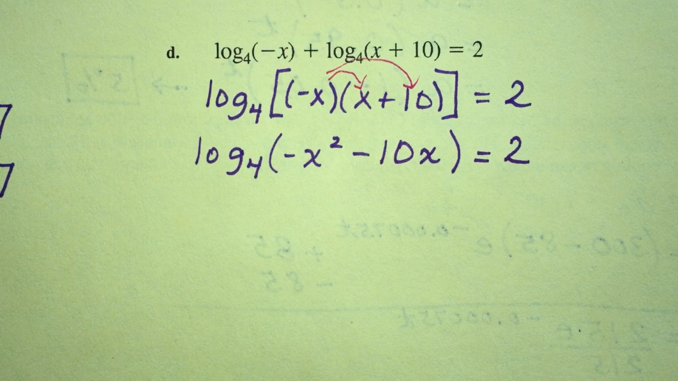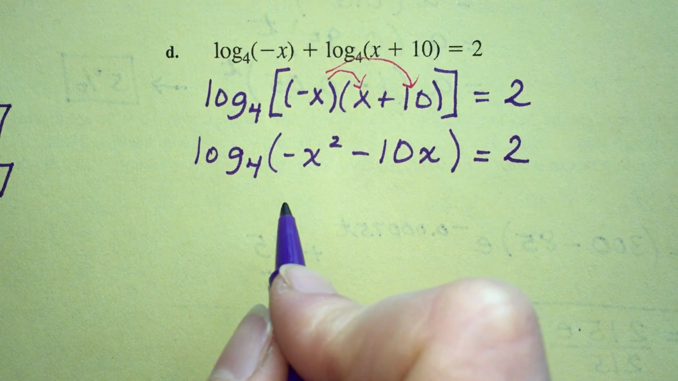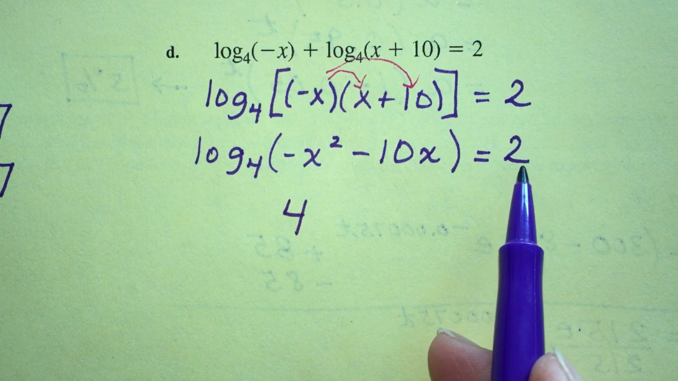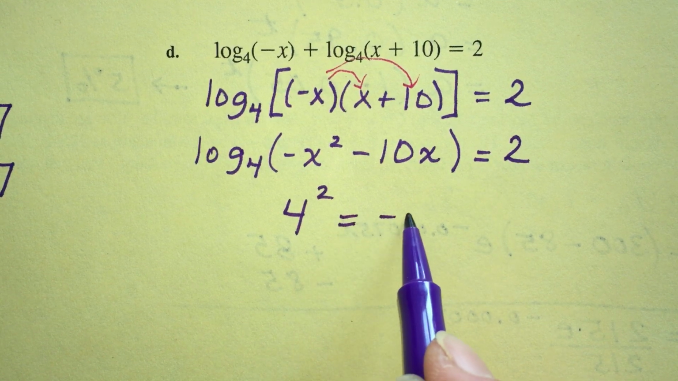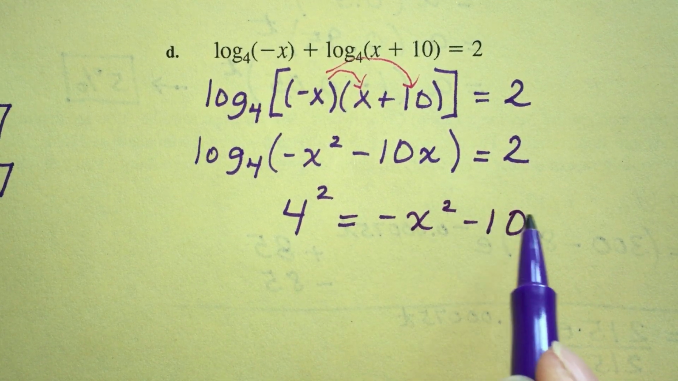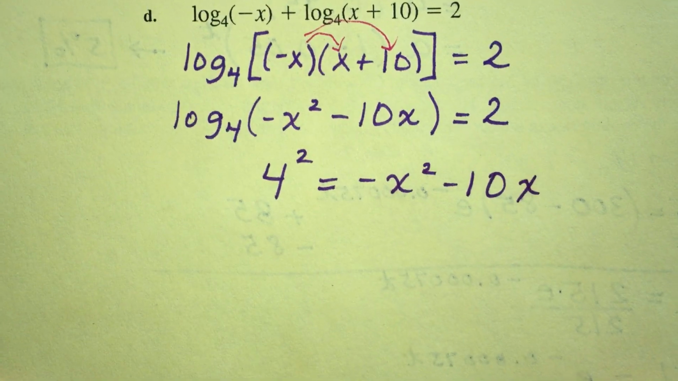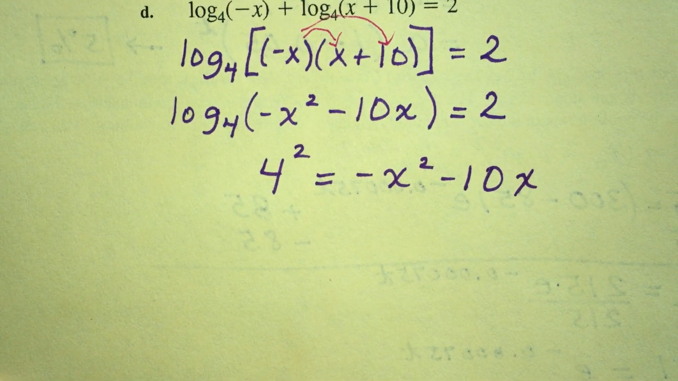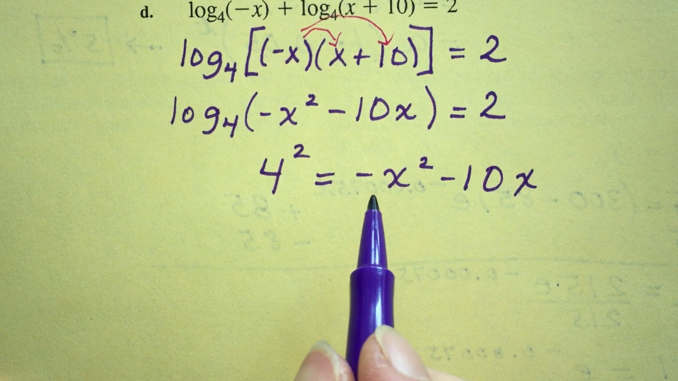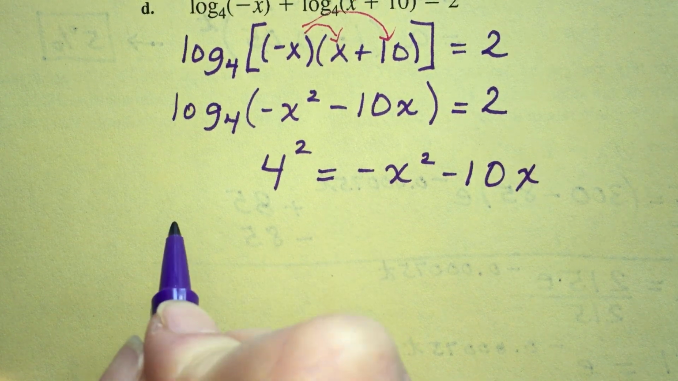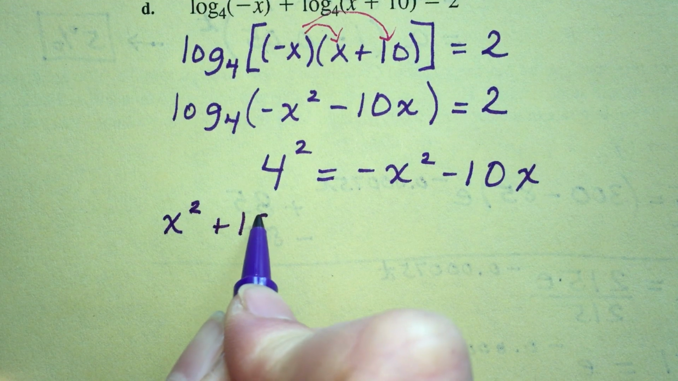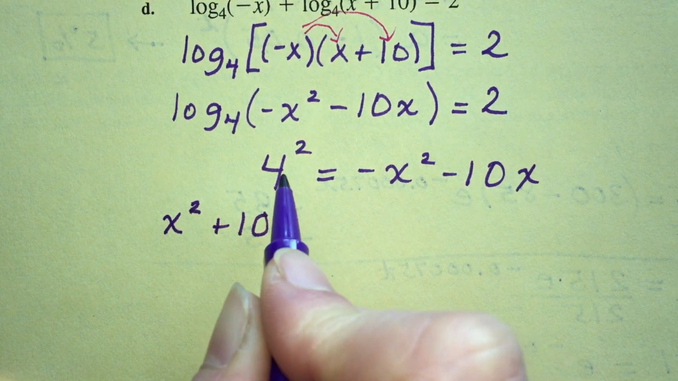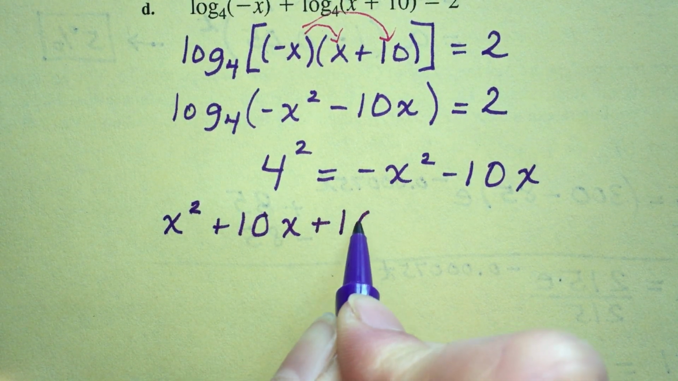This time we have 1 log, so let's rewrite this as exponential. The base is 4. The exponent is 2, because logs tell us the exponent. The answer is negative x squared minus 10x. So we have 16 equals negative x squared minus 10x. I'm going to take this all over to the left side to make this coefficient positive, because this is quadratic right now. So everything on the left, I would be adding x squared over here, adding the 10x, and then the 16 was already on this side.